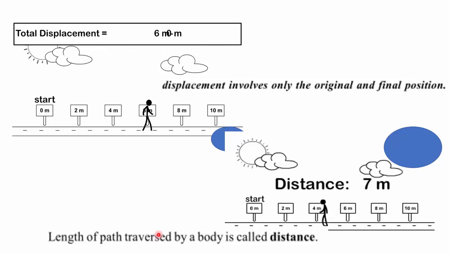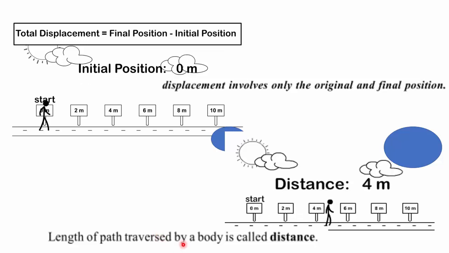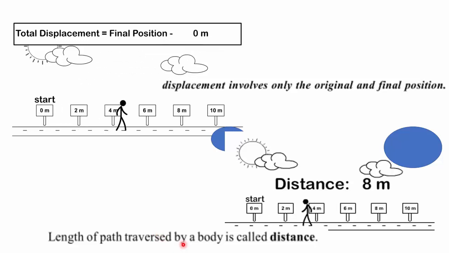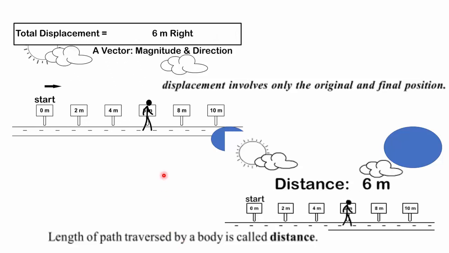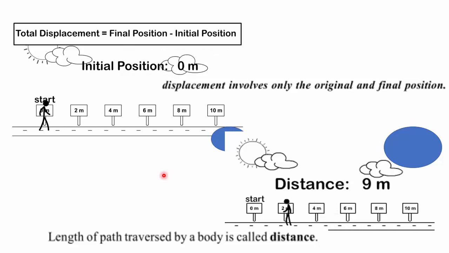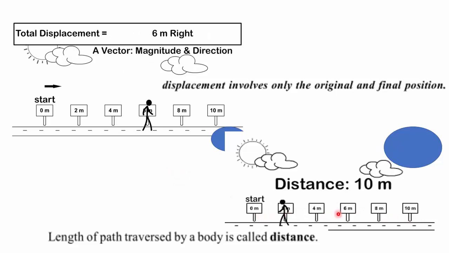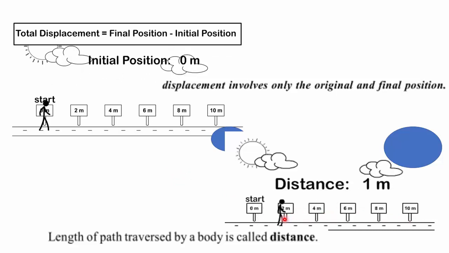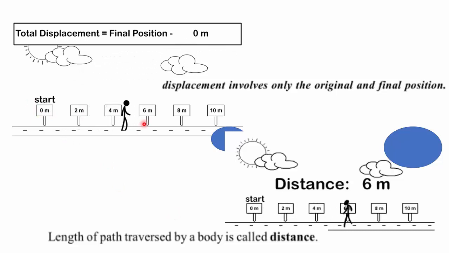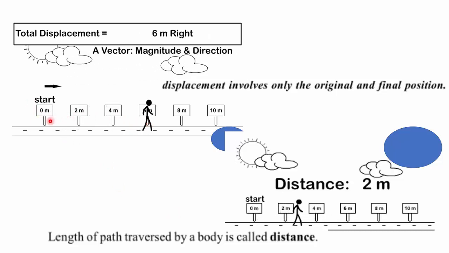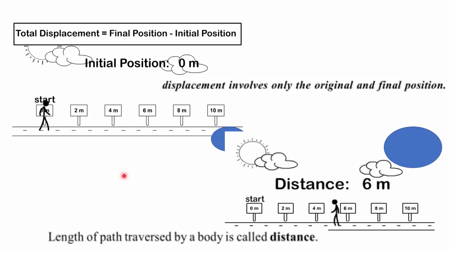Now to begin with, I'll start with distance and displacement. Distance is the length of the path traversed by a body, and displacement is the distance between the original and the final position. So in this example, the total distance covered, to and fro, is 10 meters. But in this case, if this person returns to the starting position, then the displacement will be 0.